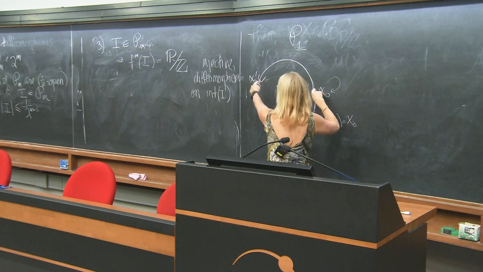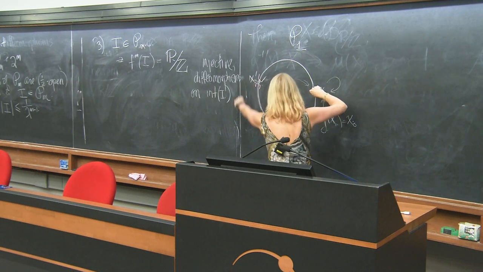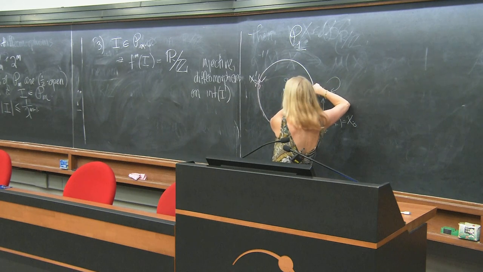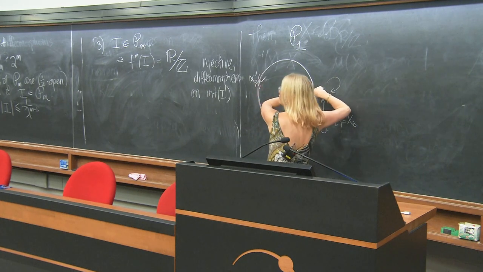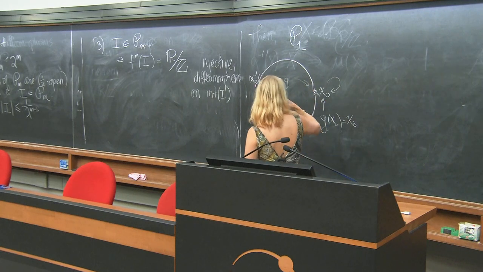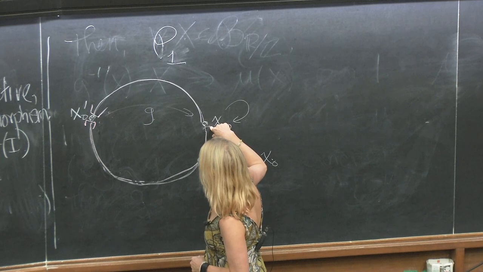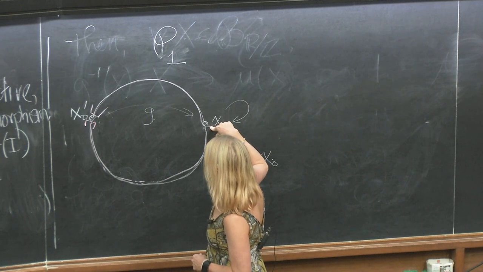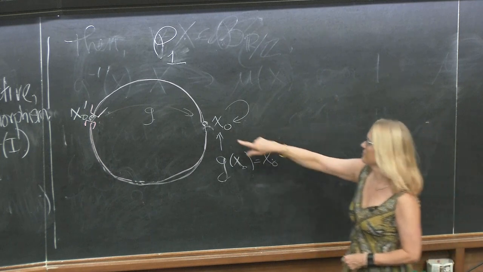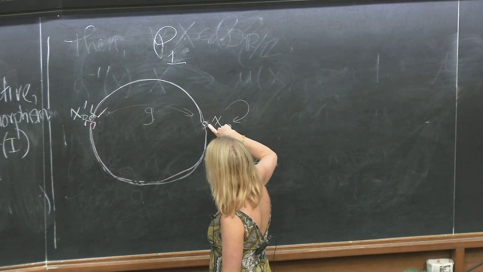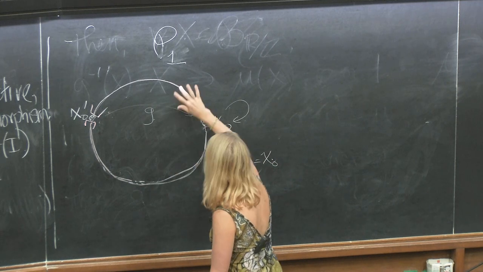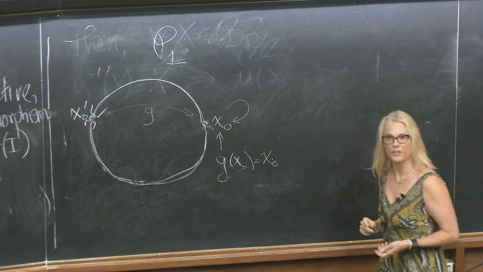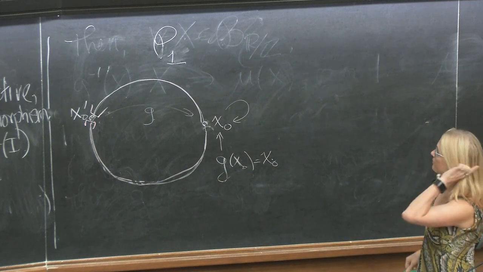Well, what happens to this interval if I apply G? This point's fixed, and this goes over to x0, so I get the circle. Similarly, this point's fixed. This is a little trickier to see, but this is going to also go over to x0. Okay, so these are the 2 sort of branches of G inverse of these 2 intervals.